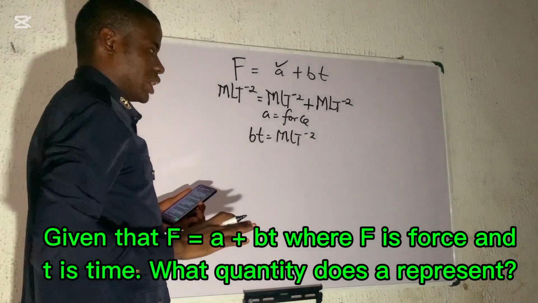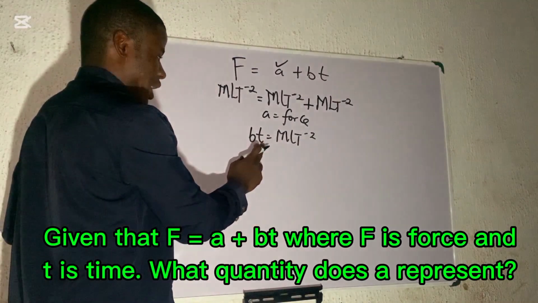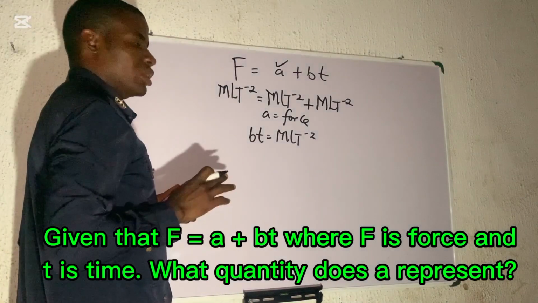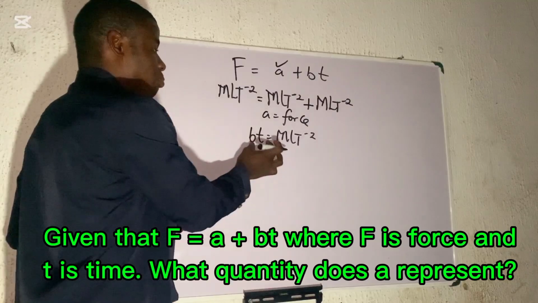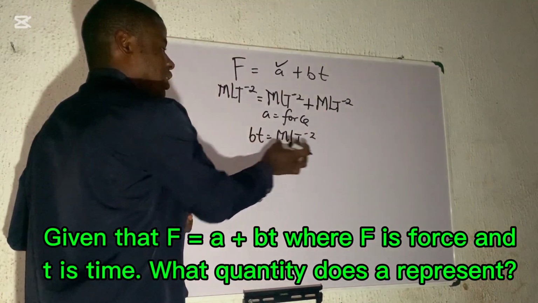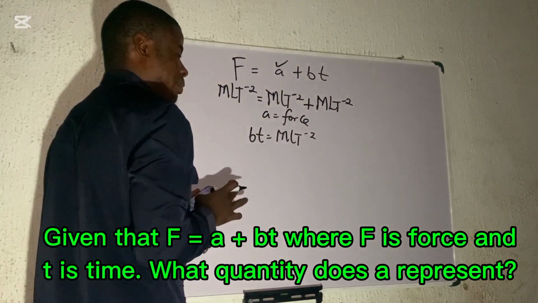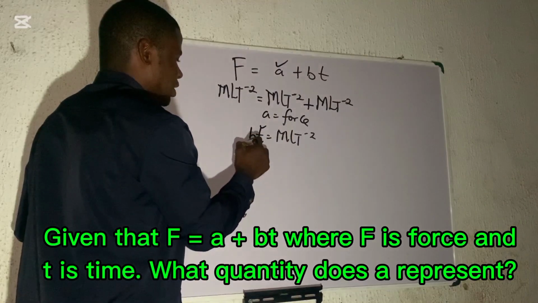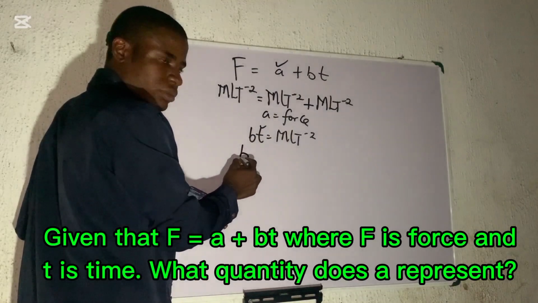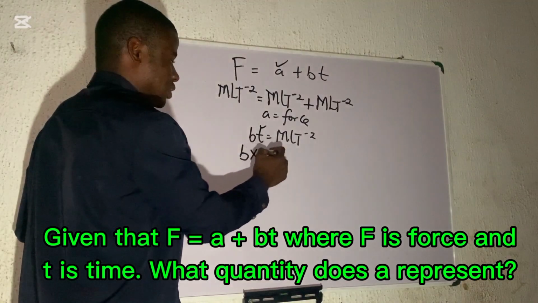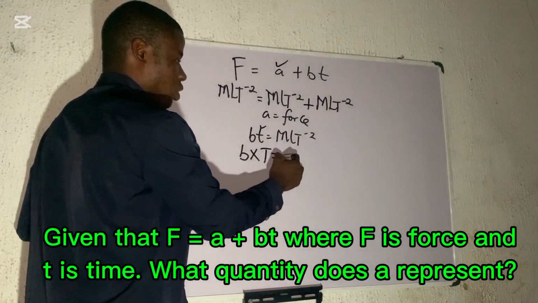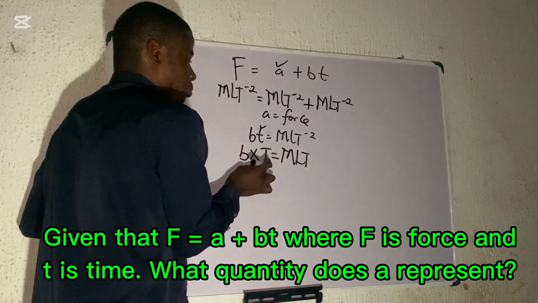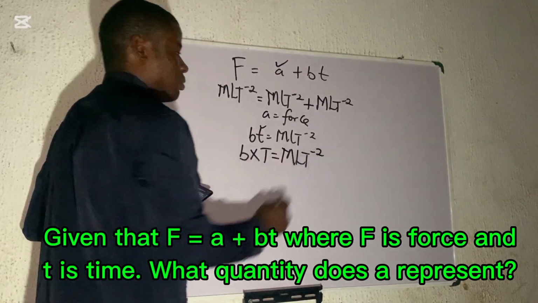Now, since we know that T is time, what is the quantity that B represents? Only B is not force, so it is both B and T, that BT is the one that represents force. Since we know that T is time, the dimension for B times the dimension for T, which is time, equals their dimension, which is the force, MLT^-2.